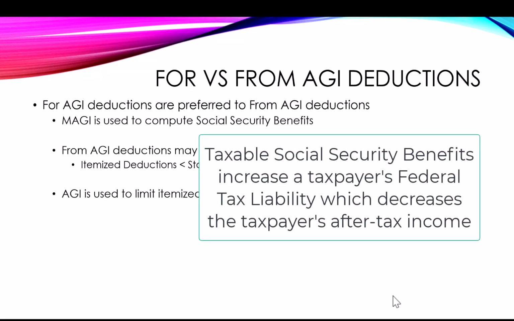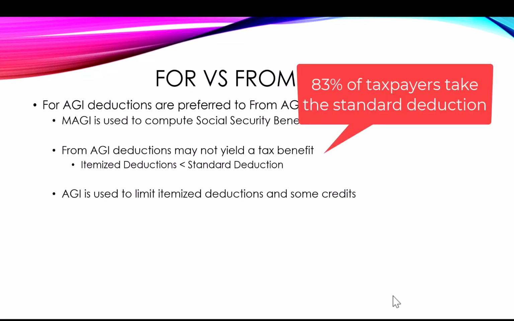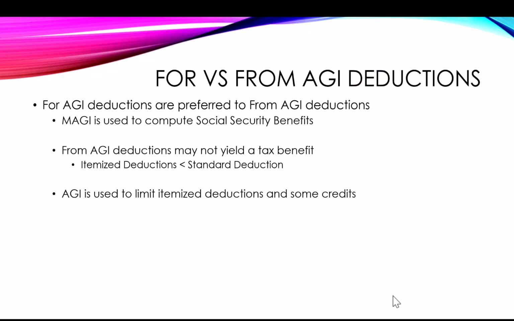First, as we saw in Chapter 5, the modified adjusted gross income, which is the gross income without considering taxable Social Security benefits, is used to compute how much Social Security benefits are taxable. Additionally, from AGI deductions may not yield a tax benefit. This will occur when itemized deductions are less than the standard deduction, and as I've noted in class, that applies currently to about 83% of taxpayers. Finally, adjusted gross income is used to limit the itemized deductions and some of the credits that you can receive.